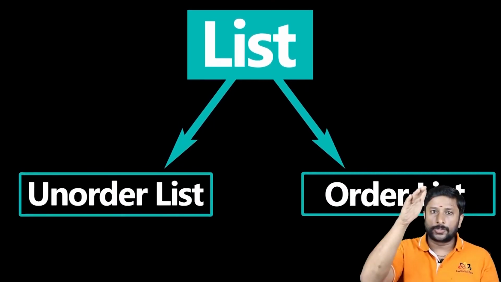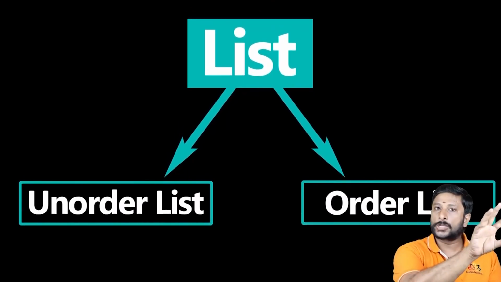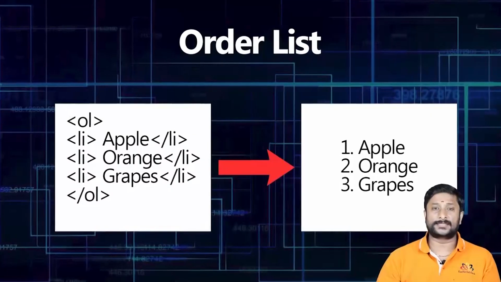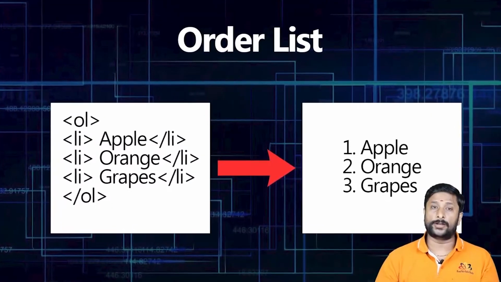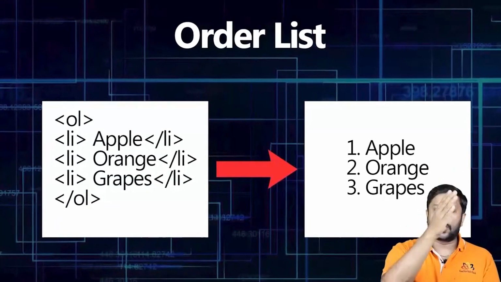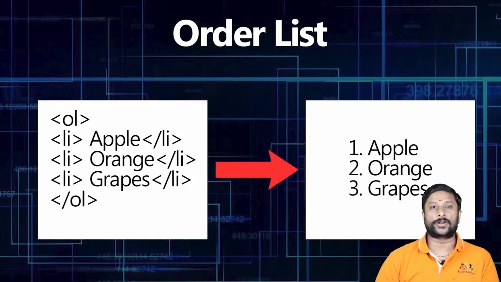List is classified into 2 different areas. The one is the ordered list, the other one is the unordered list. If it is 1, 2, 3, 4, it is an ordered list. A, B, C, D, it's an ordered list. Fruit names, apple, orange, grapes, ordered, you are able to order it.